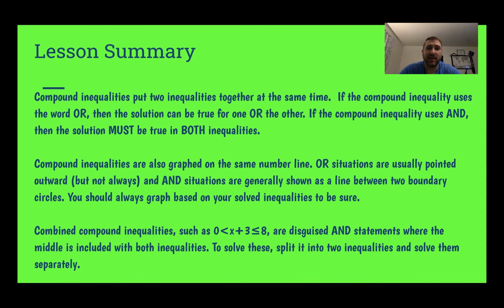And finally, we learned that combined compound inequalities, such as 0 is less than x plus 3 is less than or equal to 8, are just disguised AND statements. So if you see that and there's no word AND or OR, it's an AND statement. And then the middle part here, x plus 3, would be included with both inequalities. If we need to solve those, you just split it apart and solve it as two different inequalities.